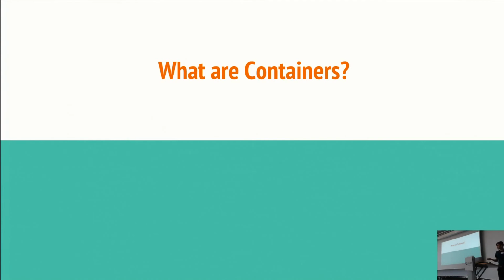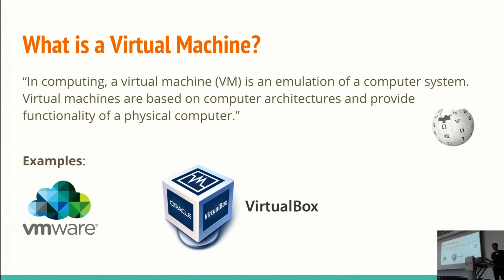Since Singularity is software about containers, I thought I would start and talk just a little bit about what exactly containers are. And to do this, I want to ask the question, what is a virtual machine? Wikipedia defines a virtual machine as an emulation of a computer system. They go on to say they're based on computer architectures and provide the full functionality of a physical computer. A couple examples you might be familiar with are VMware, VirtualBox, KVM, etc.